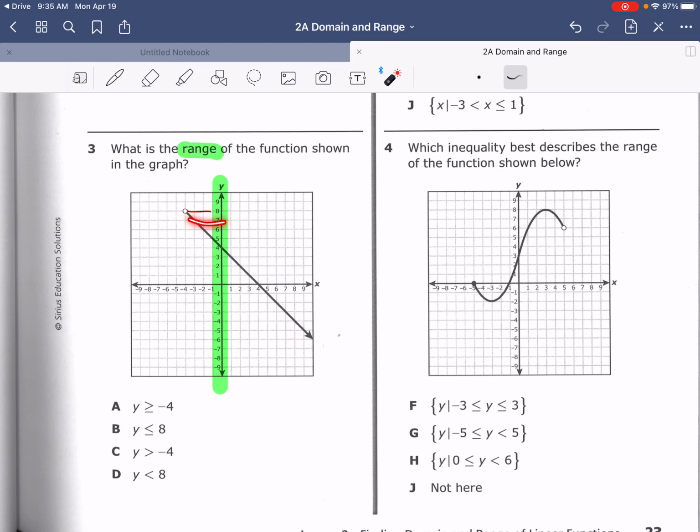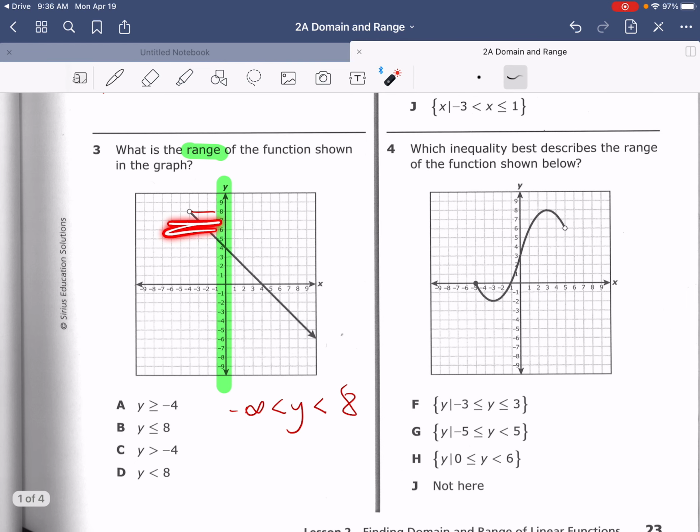We are not starting from top to bottom. We always start from the bottom. So lowest point to the highest point. As you can see, the lowest point this graph can get is it keeps going down, -infinity. Okay? That's a common mistake we always have. And the highest point this graph can get is 8. And it's an open circle, as you can see.